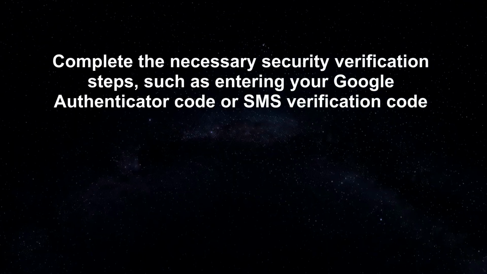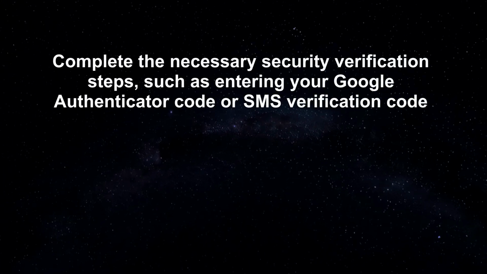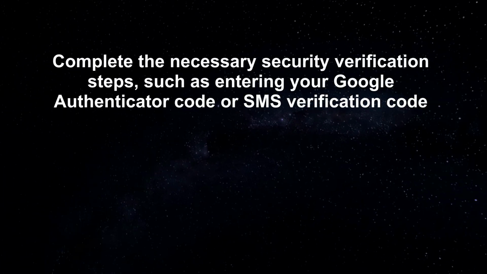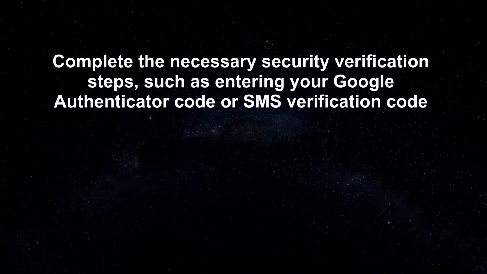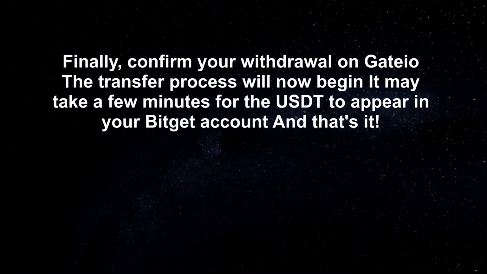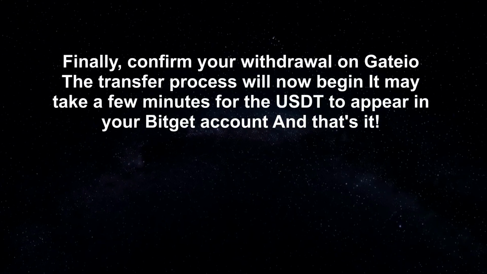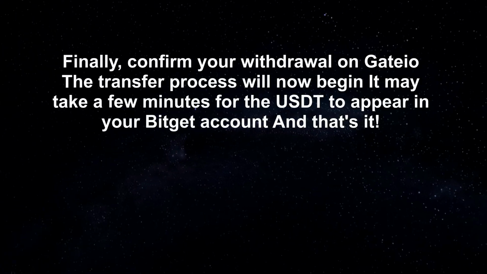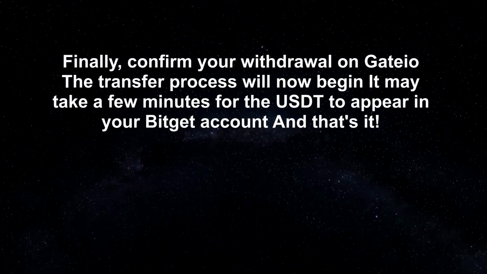Complete the necessary security verification steps, such as entering your Google Authenticator code or SMS verification code. Finally, confirm your withdrawal on Usdt. The transfer process will now begin. It may take a few minutes for the USDT to appear in your Bitget account, and that's it.